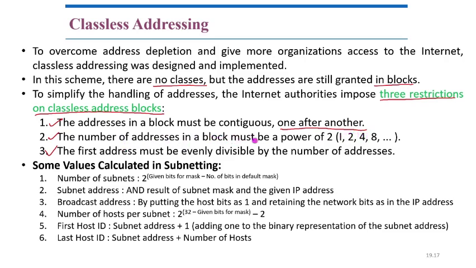Second, the number of addresses in a block must be a power of 2. So 2 to the power 0 is 1, 2 to the power 1 is 2, 2 to the power 2 is 4.